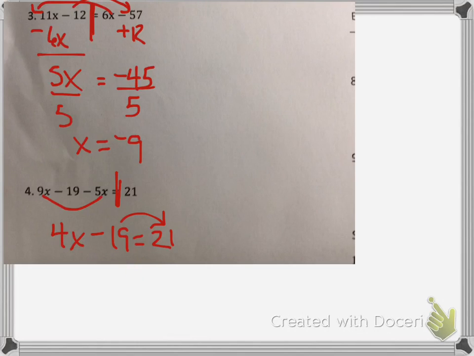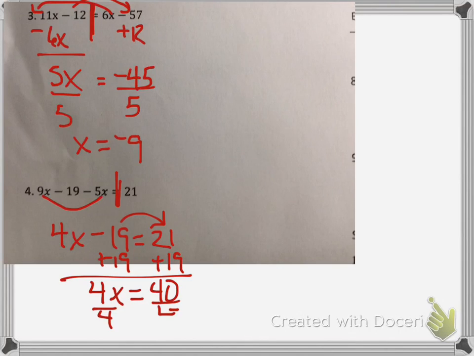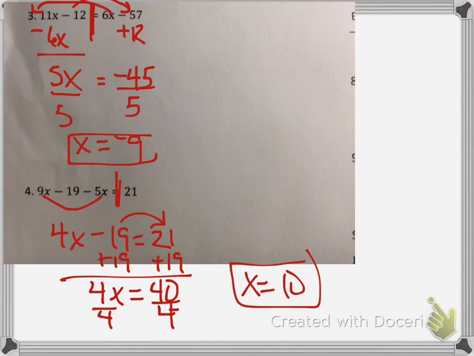I have no idea why I wrote it like that. To get 40. And then I can divide by 4 to get x equals 10. So you can see here slightly different methods to solve these, but keep in mind which side they're on. And that should help you with that.